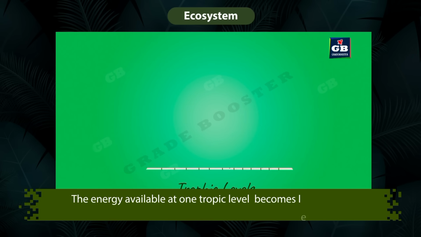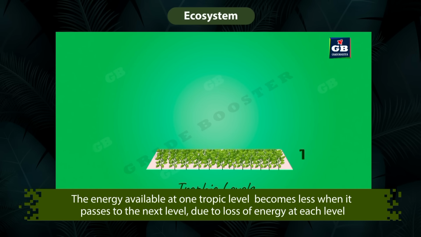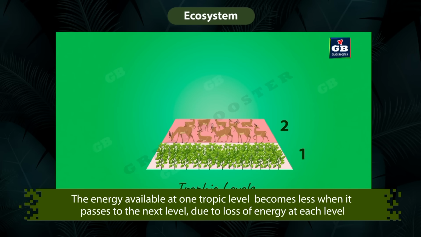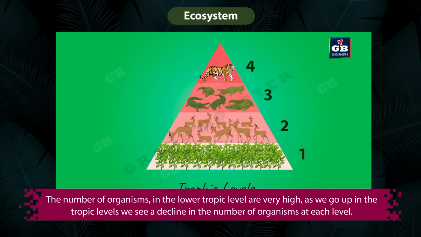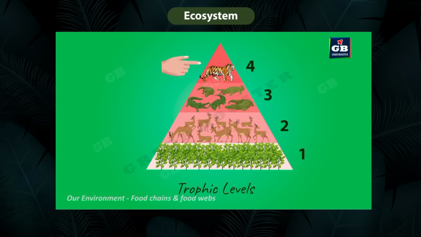The energy available at one trophic level becomes less when it passes to the next level. This is due to the loss of energy at each level. And one more important thing is that the number of organisms in the lower trophic level are very high. As we go up in the trophic levels, we see a decline in the number of organisms at each level. This is about a food chain.